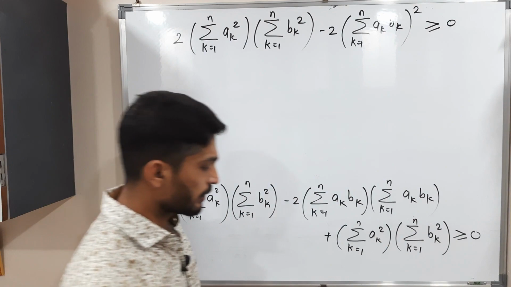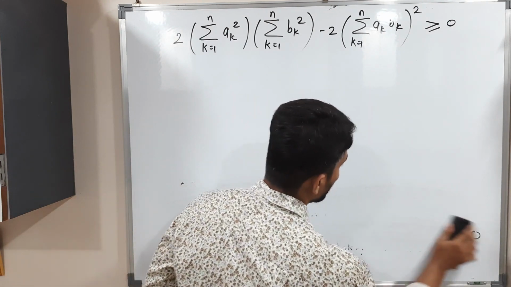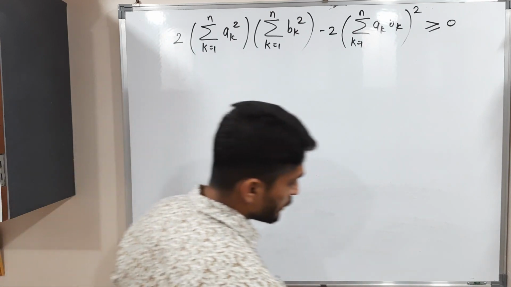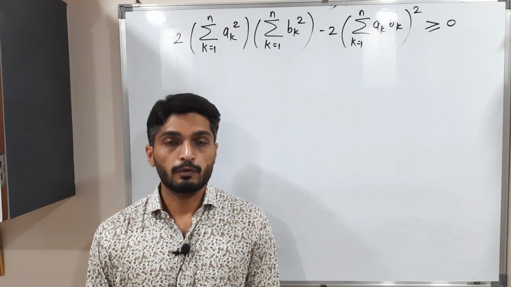So this step is not required. We have also made a screenshot of it. Let me remove this part, then we'll go further. Okay, it is removed now. So let us continue. Okay, so see, I will cancel 2 from both sides.